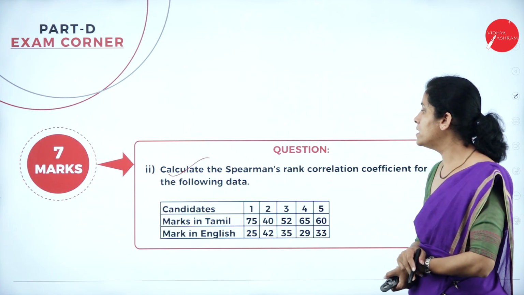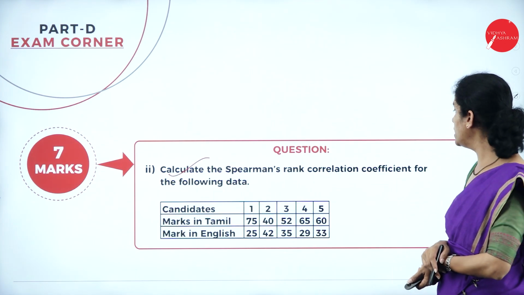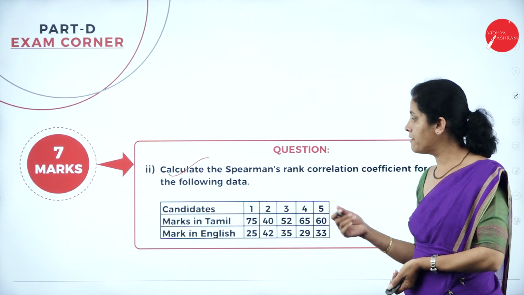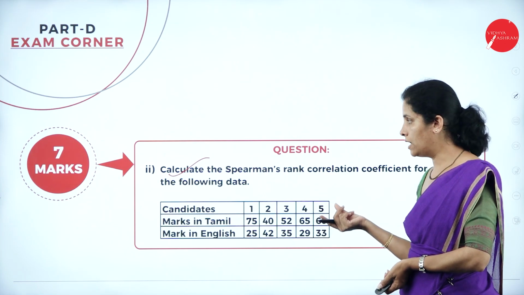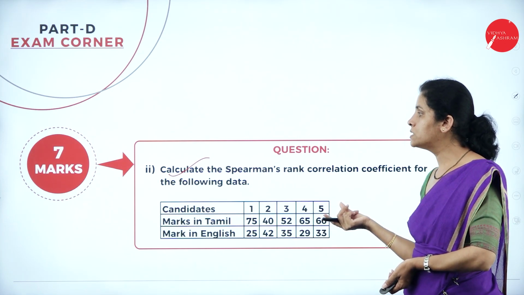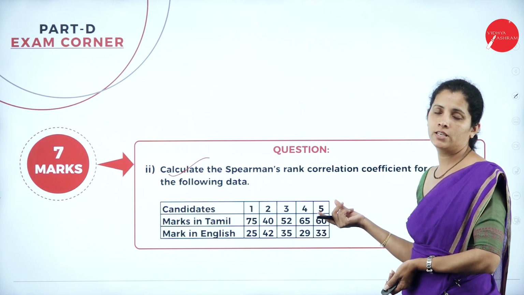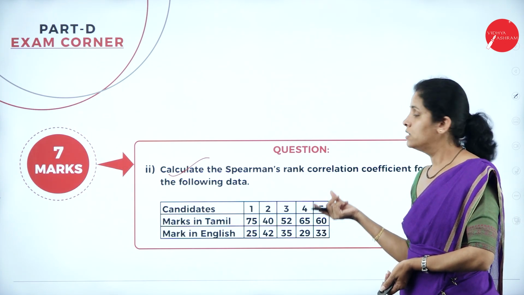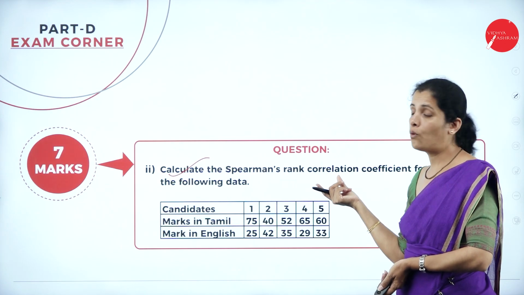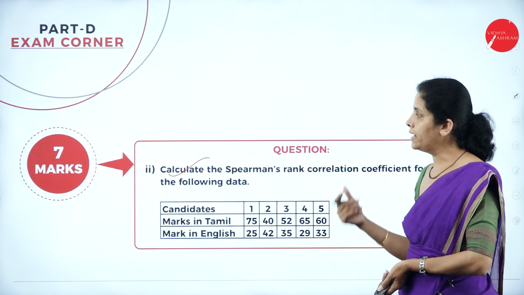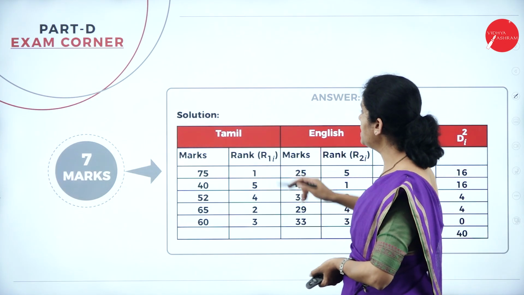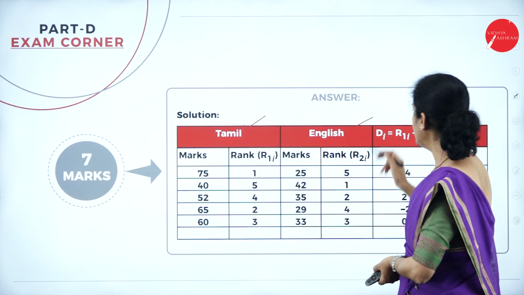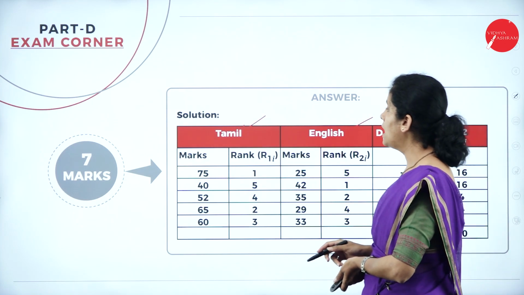Now, I'm going to have the last question, that is, calculate the Spearman's rank correlation coefficient for the following data. I have the following data. So, dear student, this Spearman's rank correlation is nothing but the rank correlation. This comes under the 4th unit. Okay, now see here, I have the subjects Tamil, English.